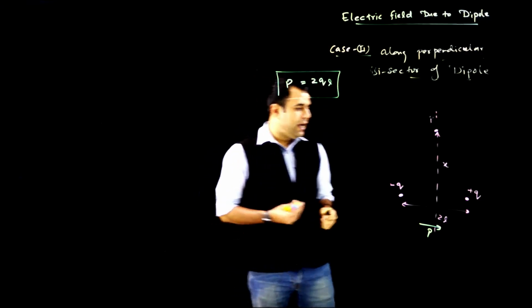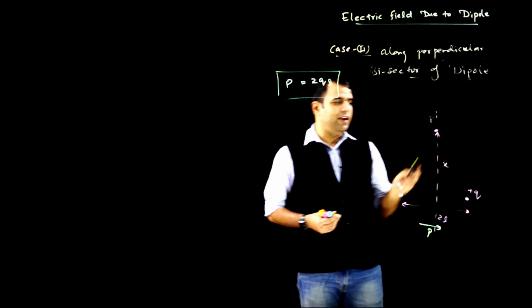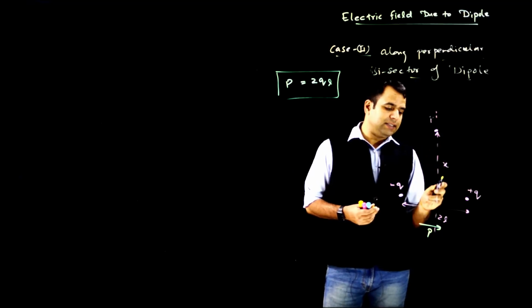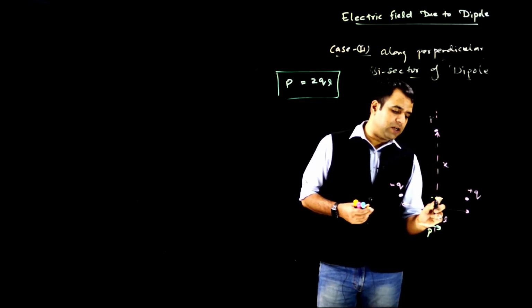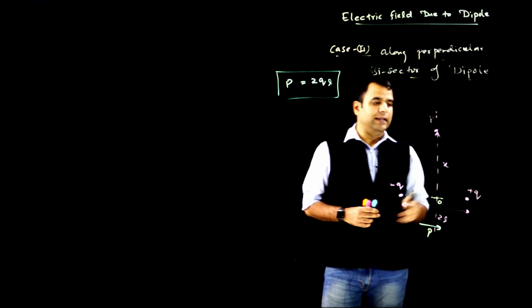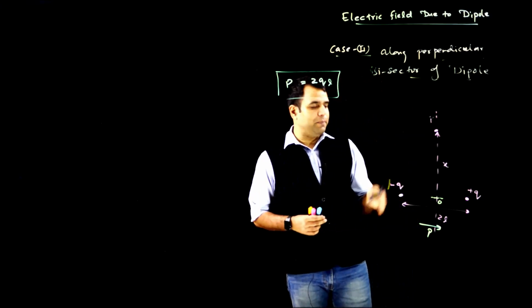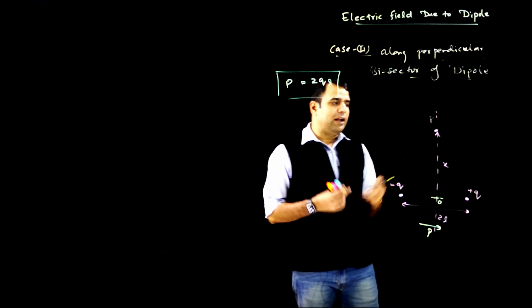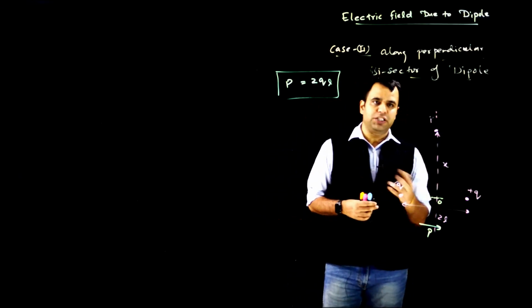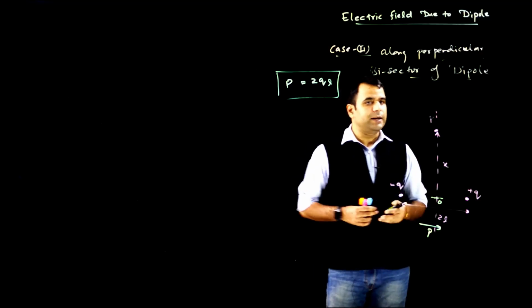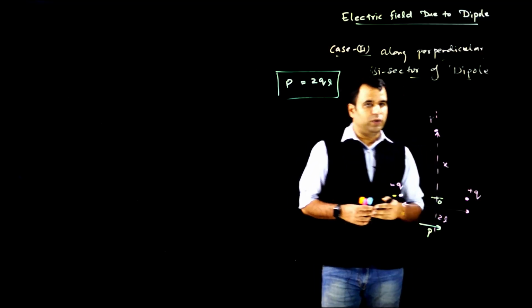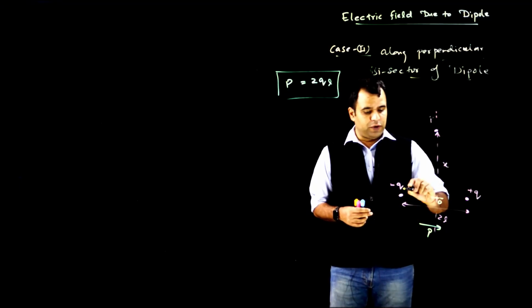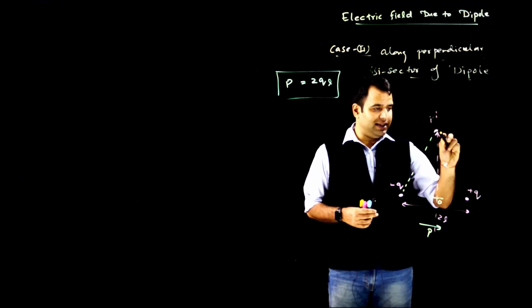Okay. And we want to calculate the electric field at point P, which is at a distance x with respect to the center of the dipole. This is point O. And this point P is along the perpendicular bisector of this dipole. So we will be calculating the field first due to individual charged particles, and then we will be taking the vector summation of those two electric fields. So before that, let's join point P with these charged particles.